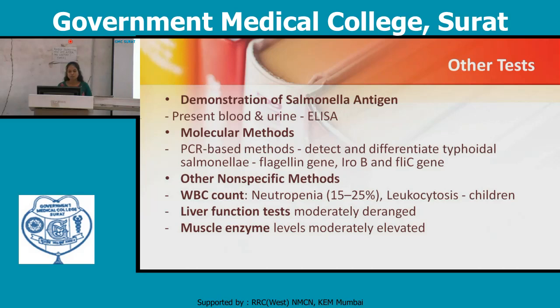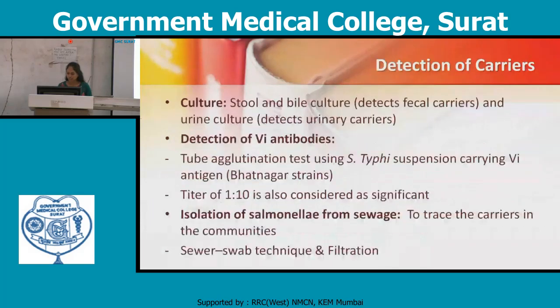Other non-specific methods: WBC count shows neutropenia in 15 to 25%, leukocytosis in children, liver function tests are moderately deranged and muscle enzyme levels are moderately elevated. Culture: detection of carriers by culture; stool and bile culture detect fecal carriers and urine culture detects urinary carriers. Detection of Vi antigen in tube agglutination test using S. typhi suspension carrying Vi antigen, that is Bhatnagar strain. A titer of 1:10 is also considered significant.